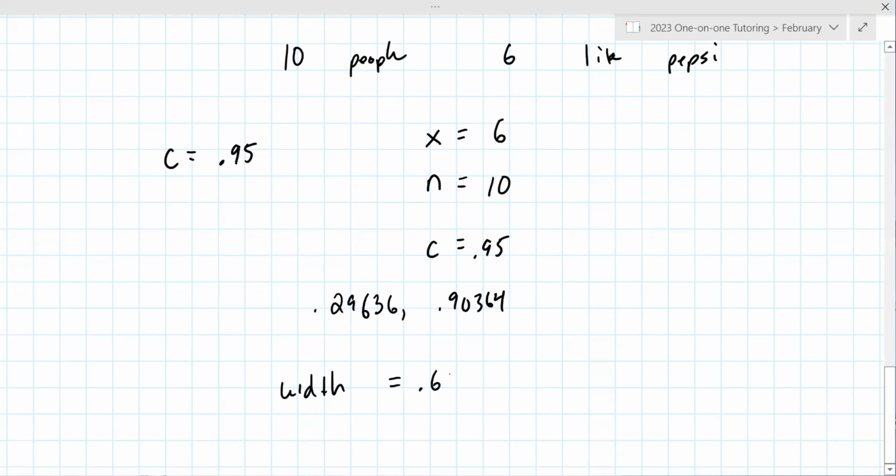0.6. Oh wait, I have to divide it. No, that's the width. And then for the margin of error, you divide by 2. So let's do that as well. Give me the margin of error. The margin of error is 0.30364. Good. Okay. So now 10 people is a very small sample. Would you agree with that? Yeah. Okay.